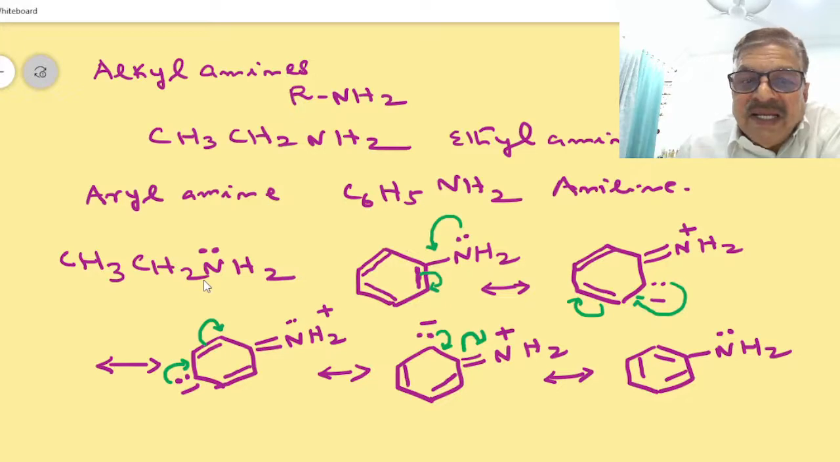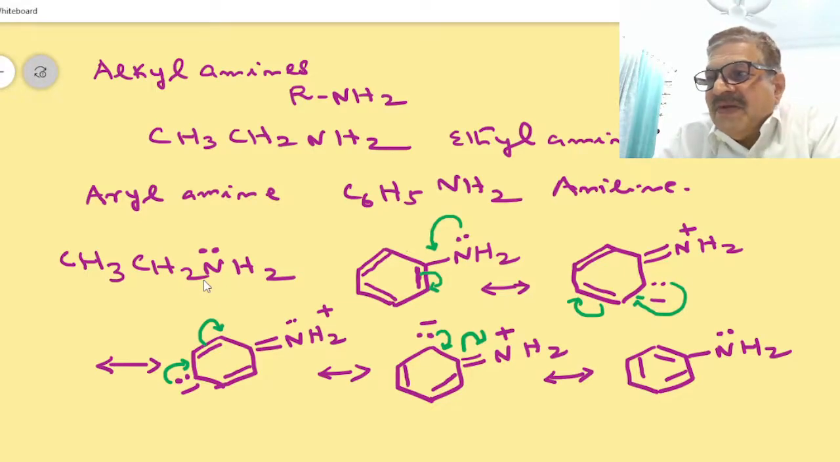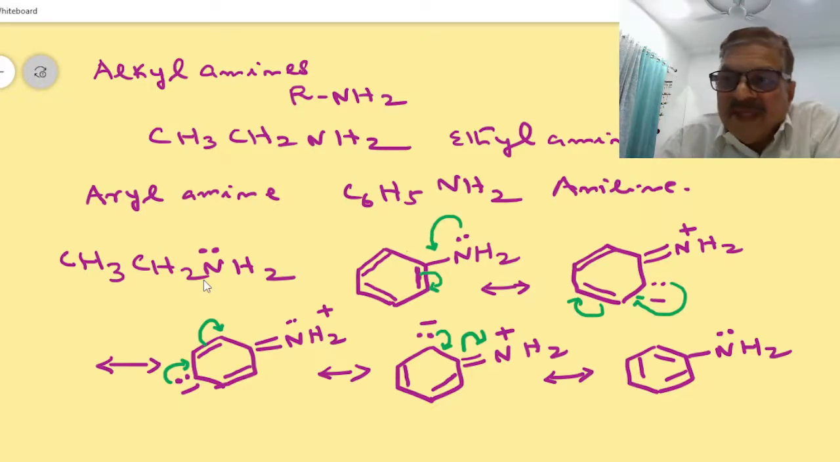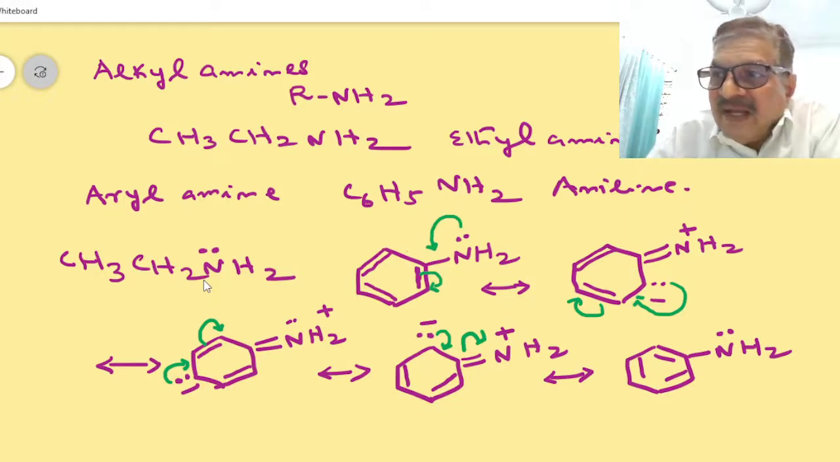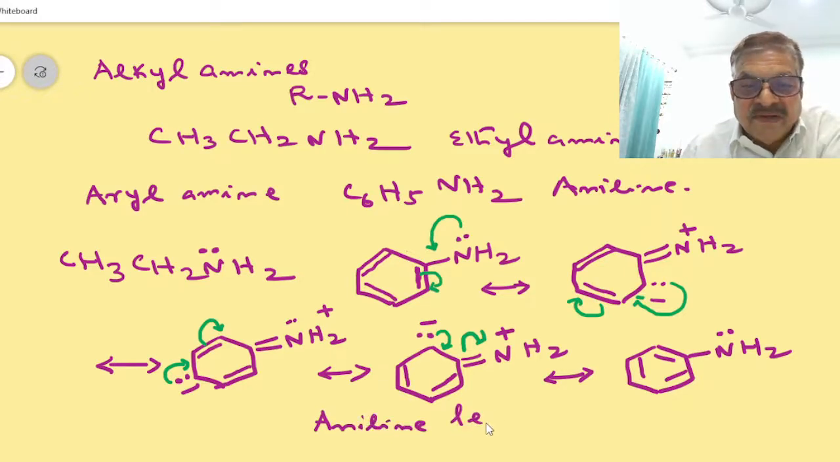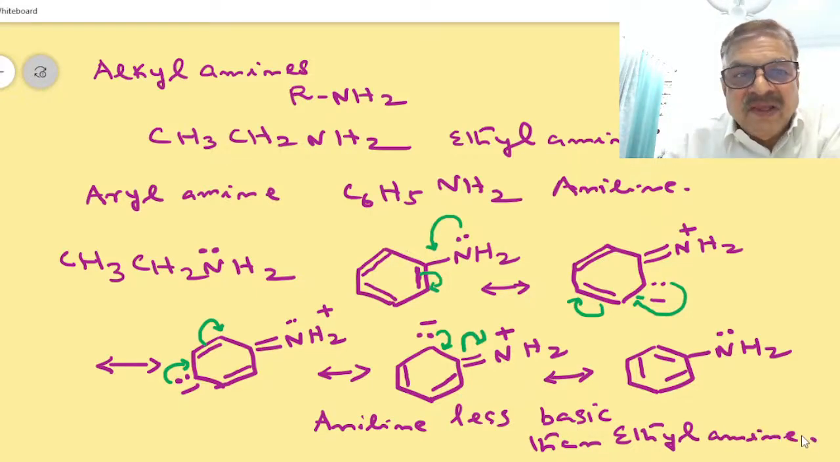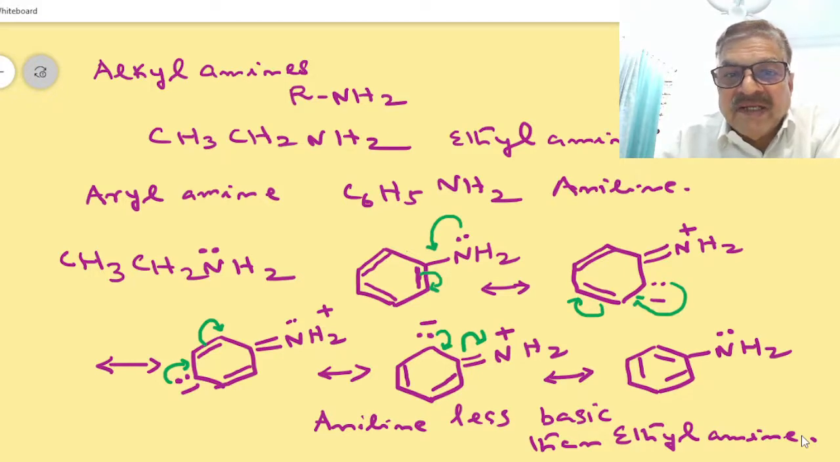But in the case of aniline, what happens? The electron pair is delocalized on the benzene ring here. Therefore, this decreases the electron density on the nitrogen atom, and aniline becomes less basic than ethylamine. Aniline is less basic than ethylamine. That is, the alkyl amine is more basic, because there is no electron delocalization in the case of an alkyl amine. Okay, localized electron pair there.